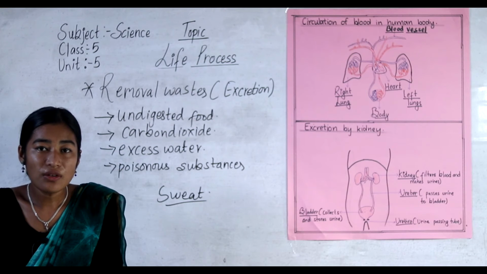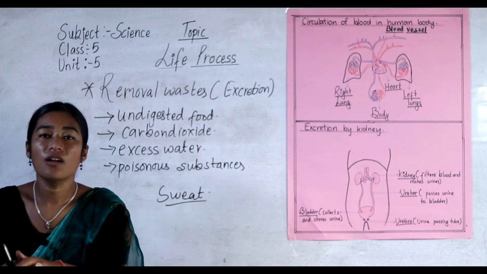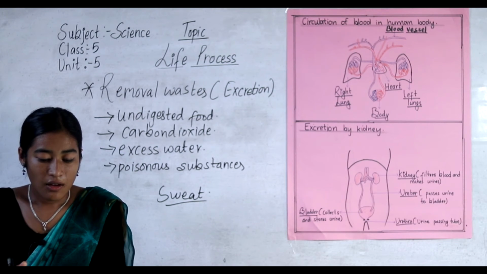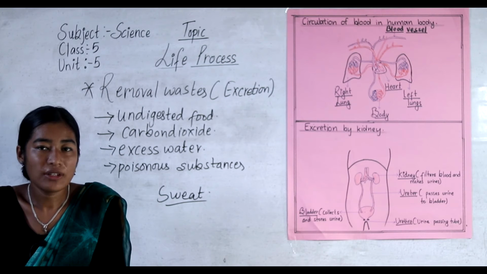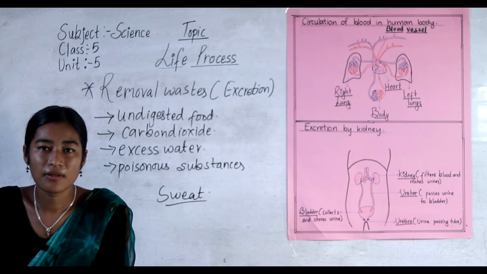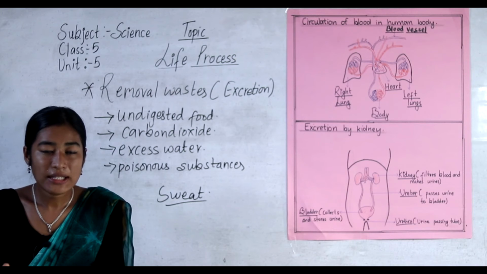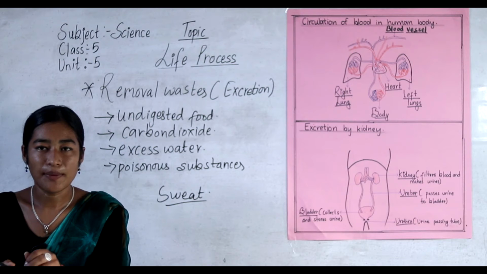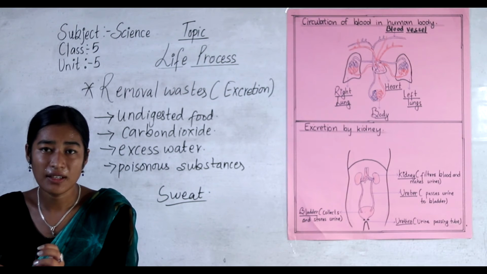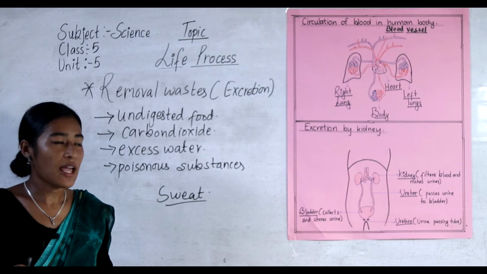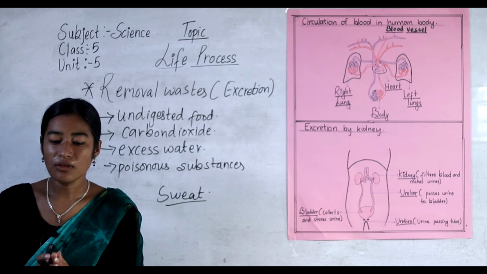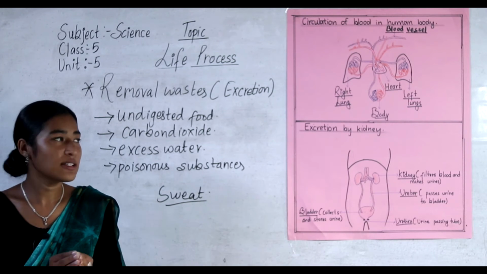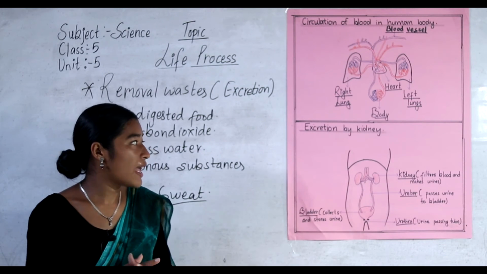In plants also, our plants throw out unnecessary substances. In plants, unnecessary water and carbon dioxide gas are thrown out through their leaves. So plants also throw out unwanted things, as we also throw out unwanted things. So this is the diagram of excretion.